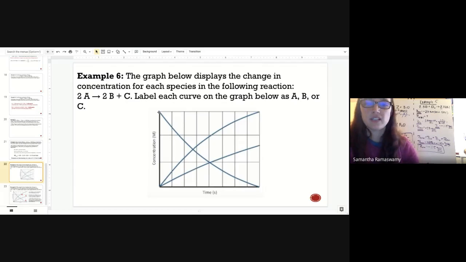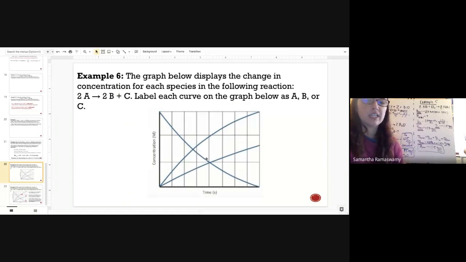So the one that's decreasing, remember that your amount of reactant decreases over time. So this line that's decreasing should be A, because it's decreasing over time. So we know that we at least have A labeled. Then we have these two lines that are increasing, so those are our products.